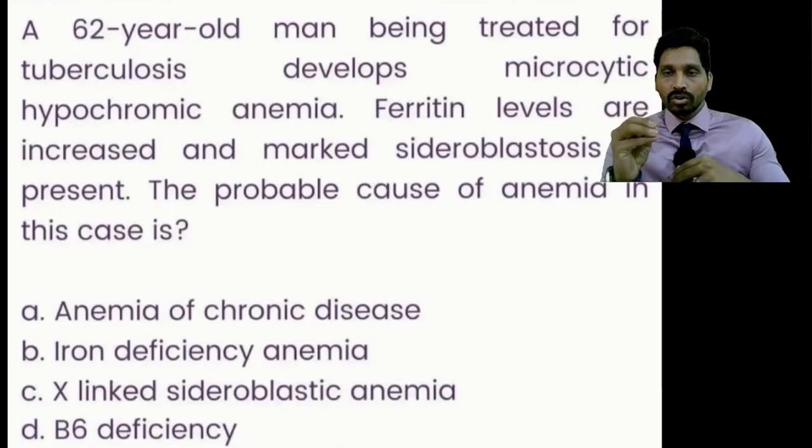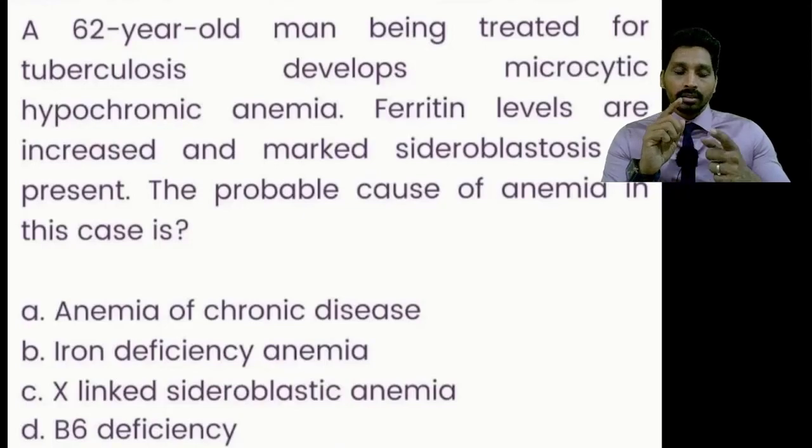So the key points you are supposed to know: the person is aged, his age is 62 years, and he is under treatment for tuberculosis. That means he is using anti-tuberculosis drugs. Maybe that might be the reason for development of microcytic hypochromic anemia that we have to sort out. Ferritin levels are laboratory values. If you see, ferritin levels are increased, and pathological studies make it clear that sideroblastosis is observed. So, what might be the reason for the anemia in this case?